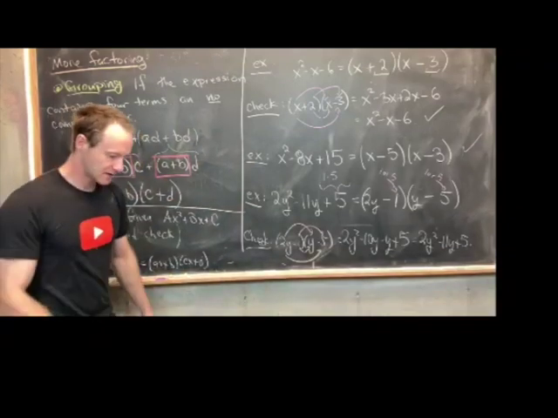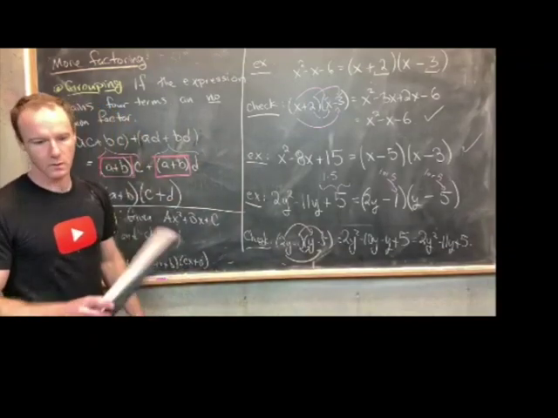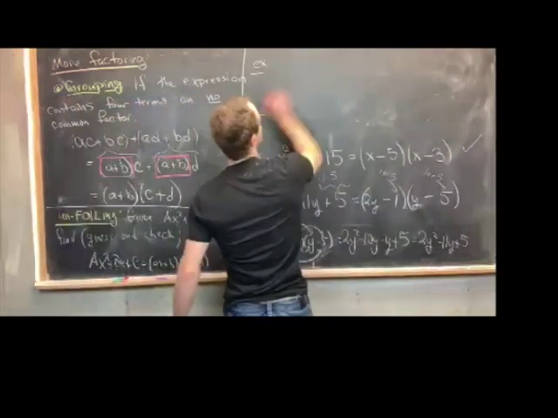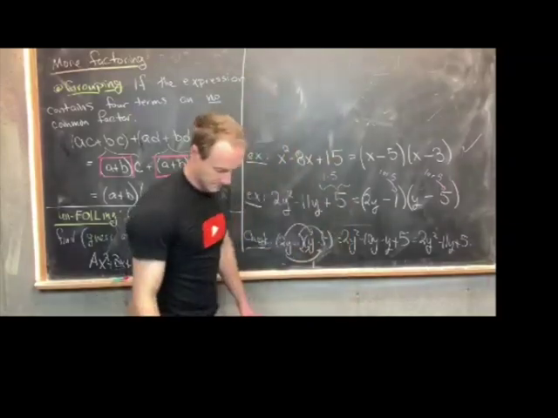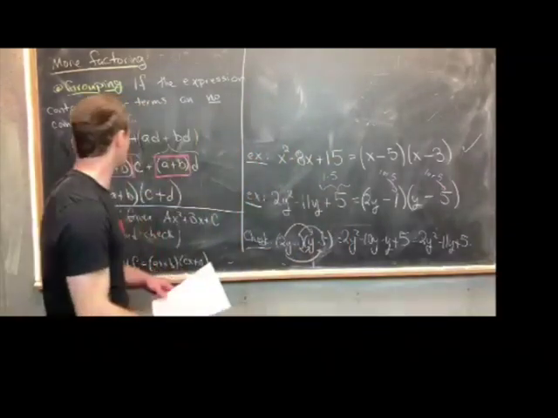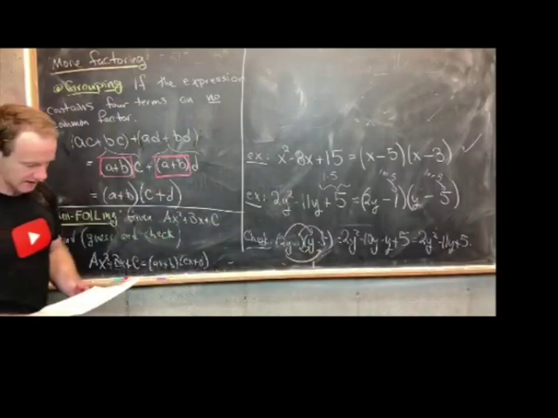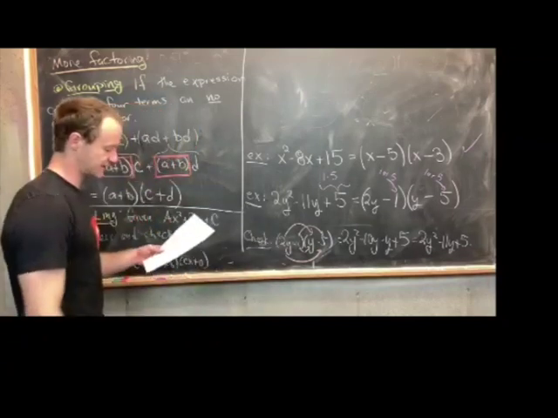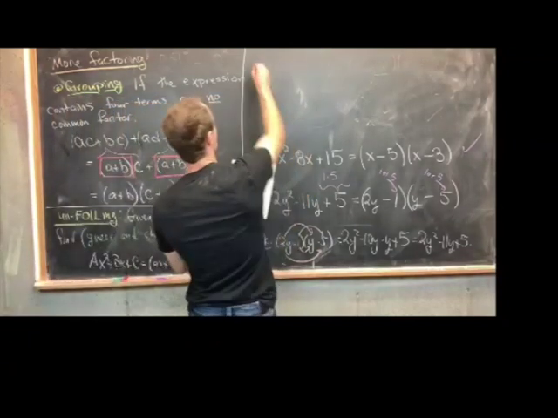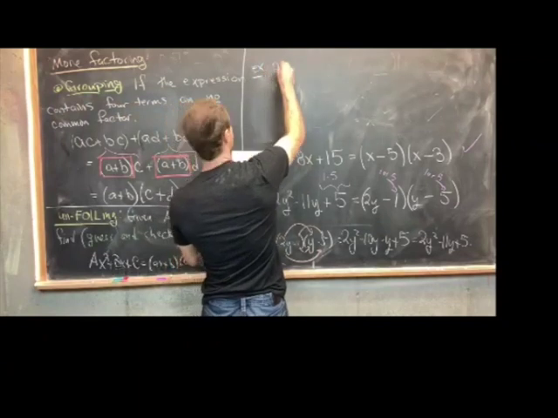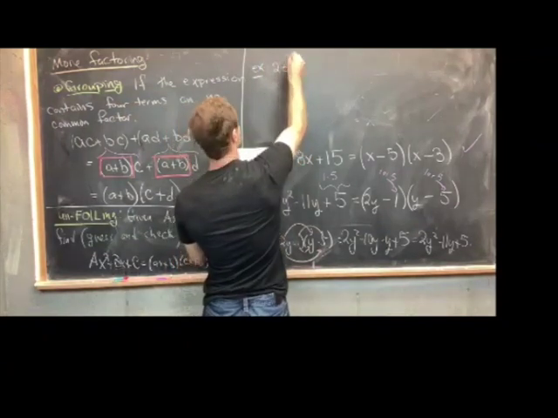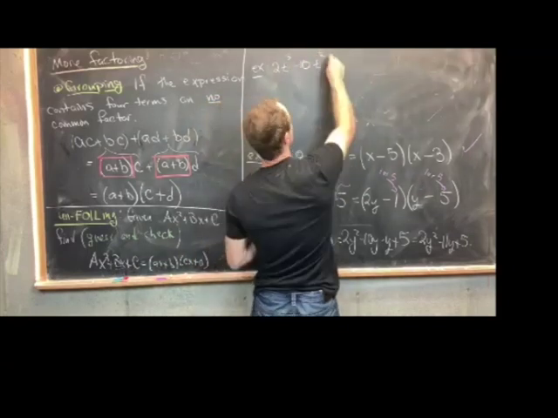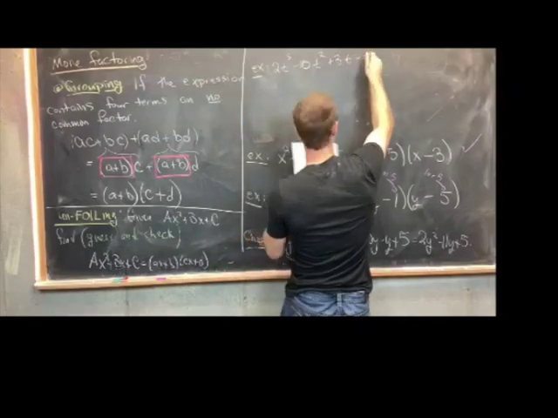Okay, let's do a couple more. Let's do one where you group and factor, and then we'll do a couple where you guys try them, and then we'll look at the solution. So the group and factor, let's say this, 2t cubed minus 10t squared plus 3t minus 15.